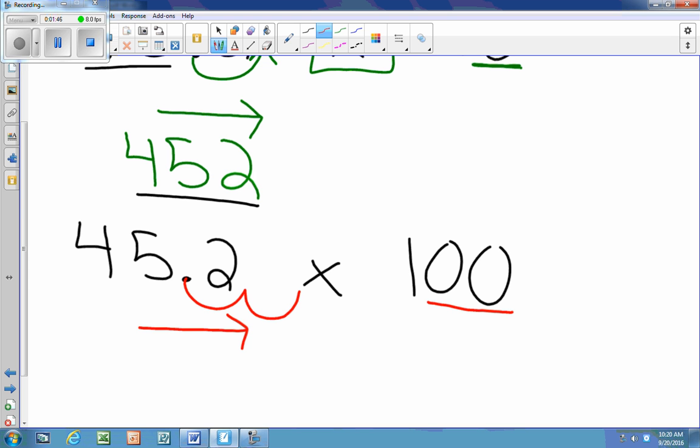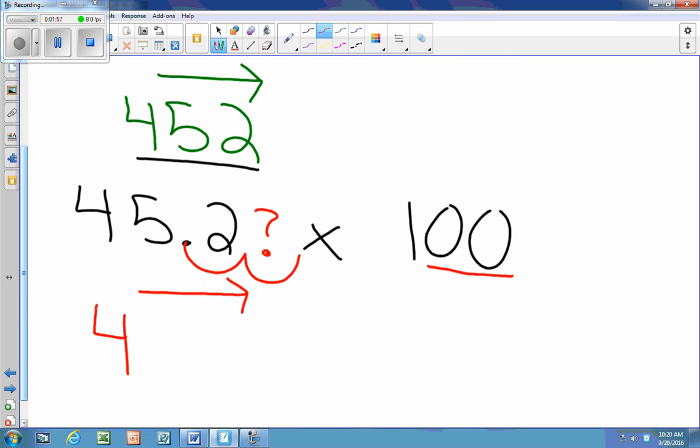In this situation, we have to fill something into this blank space that's right here. So what digit do we fill into that blank space? We always will fill in a 0 to our blank spaces. So now we rewrite our number, and that question mark becomes a 0, and there's now a decimal there, and our new answer is 4,520.